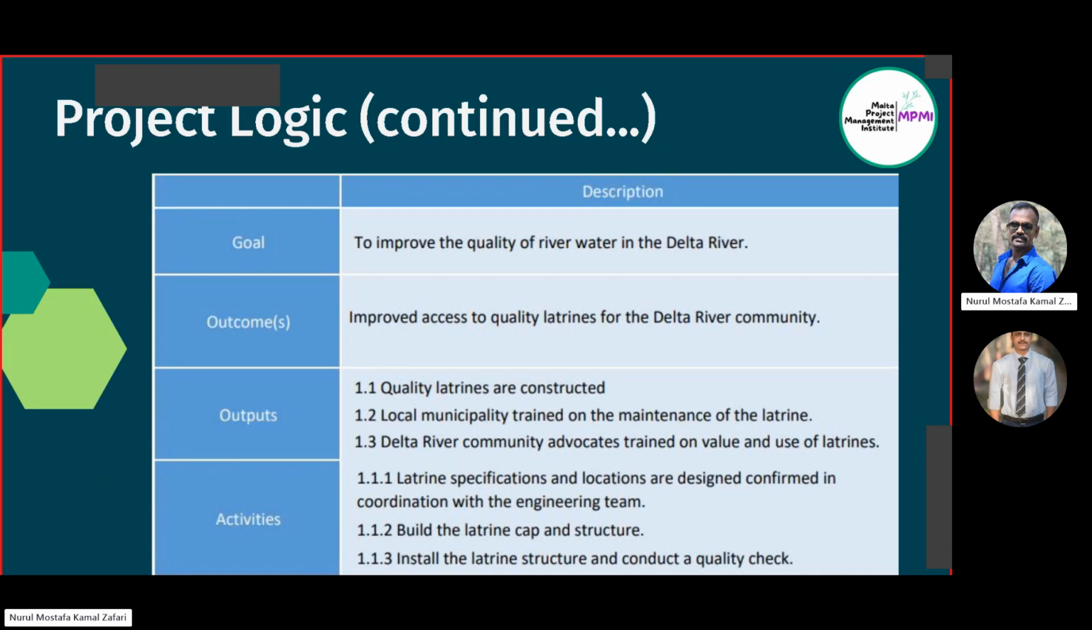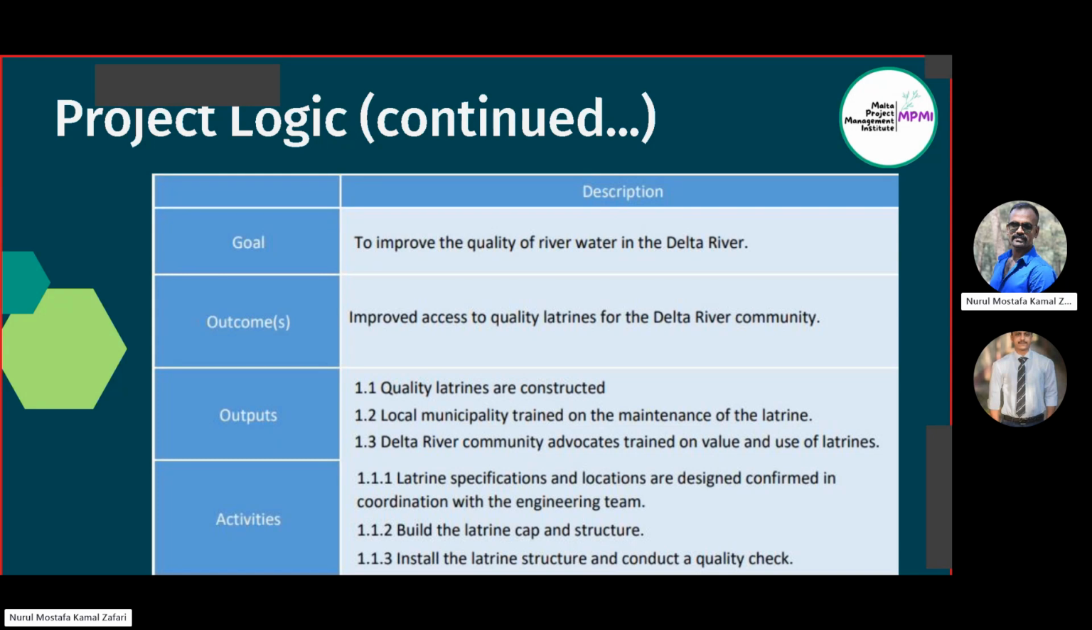To achieve output 1.1, we targeted 3 activities: activity 1.1.1, activity 1.1.2, activity 1.1.3. Also under output 1.2, there can be some other 3 or 4 or 5 or 1 or 2 activities. Then under output 1.3, there can be some other activities.